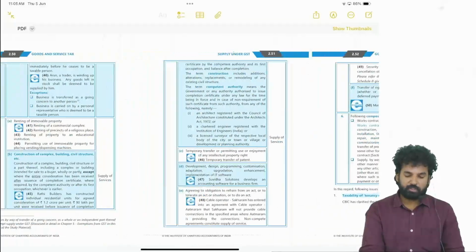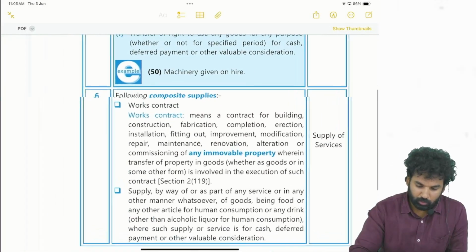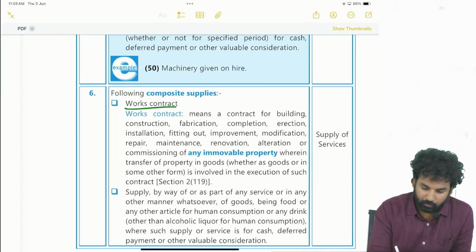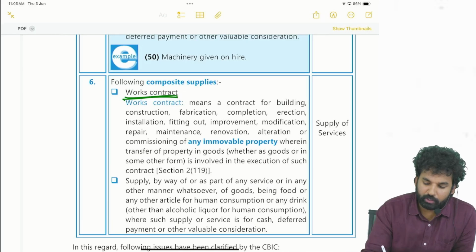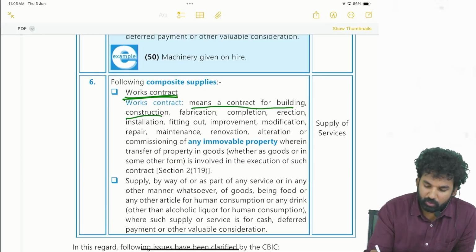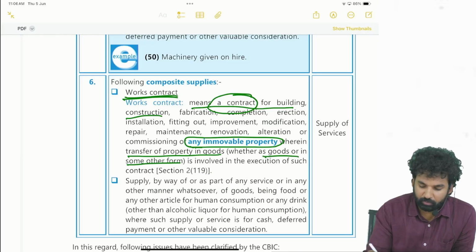Right, we have seen this example, sir. Okay, right. So now talking about this works contract definition. Works contract means a contract for building, construction, whatever the service may be. It is a contract with respect to any immovable property, wherein transfer of property in goods, whether as goods or in some other form, is involved in the execution of such contract.